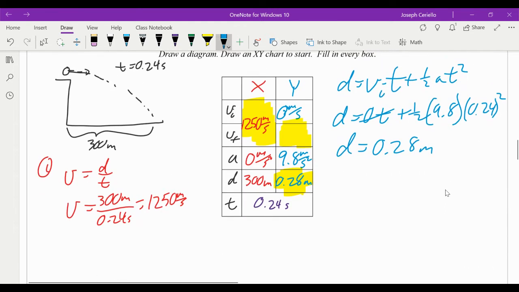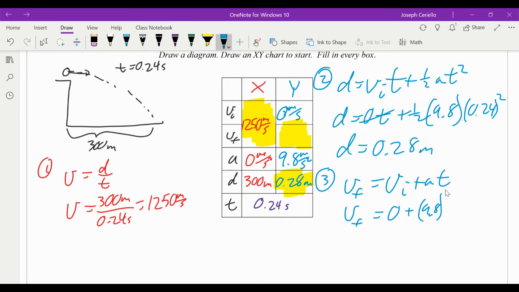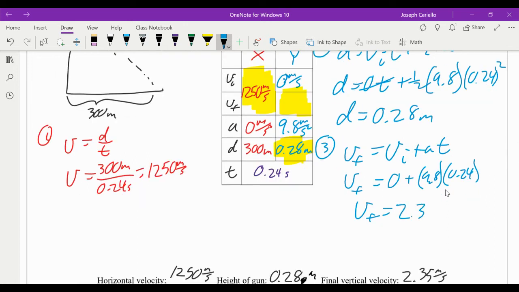Last but not least, we're looking for V final y. So you have two options here. This is our second step, you can use Vf equals Vi plus at, or Vf squared equals Vi squared plus 2ad. Use this one, Vf equals Vi plus at. Vf equals, so Vi is going to be 0, a is going to be 9.8, t is going to be 0.24. All right, so I think Vf comes out to be 2.35 meters per second. So that's its vertical velocity as it reaches the floor.